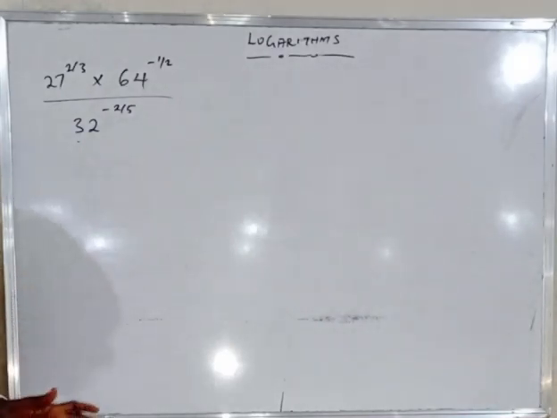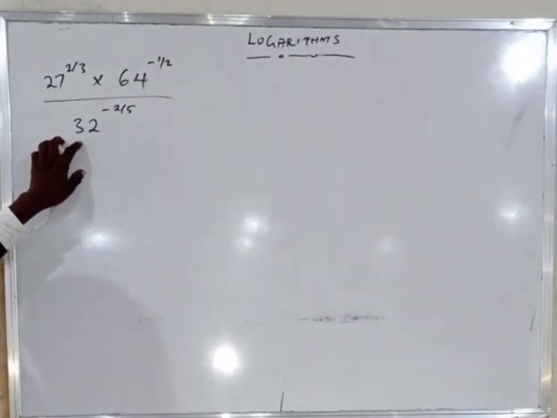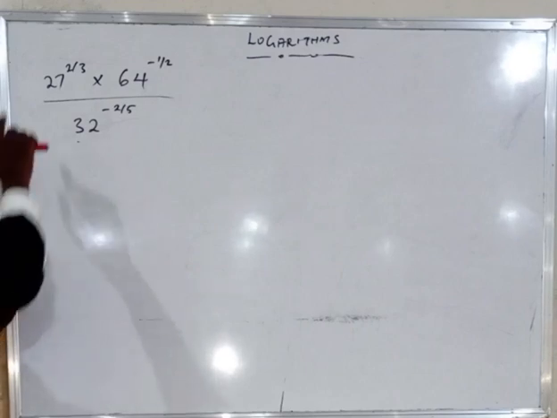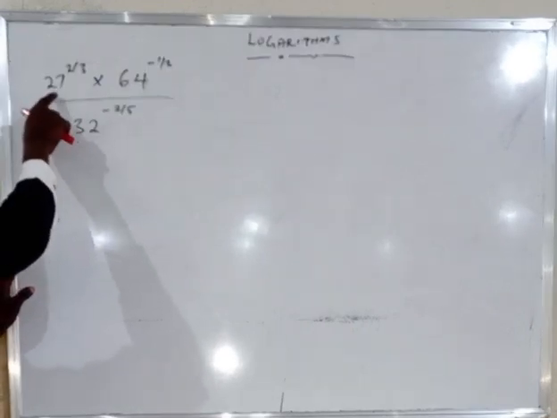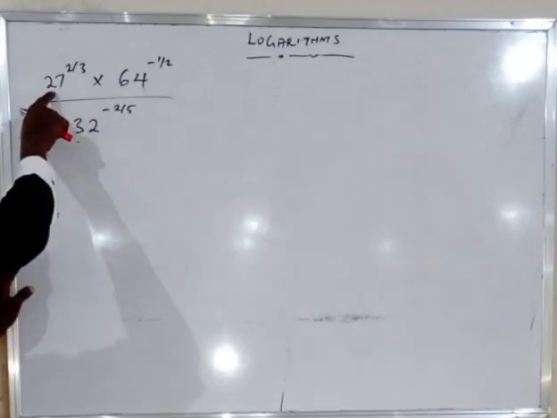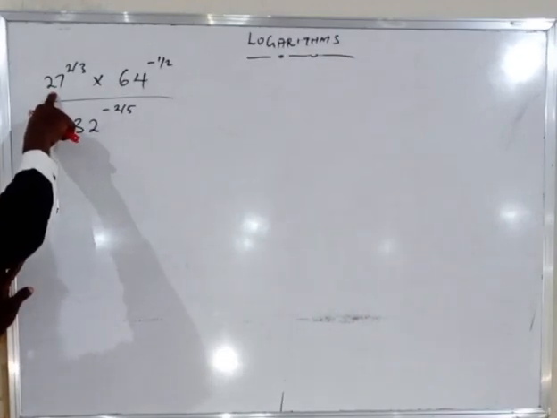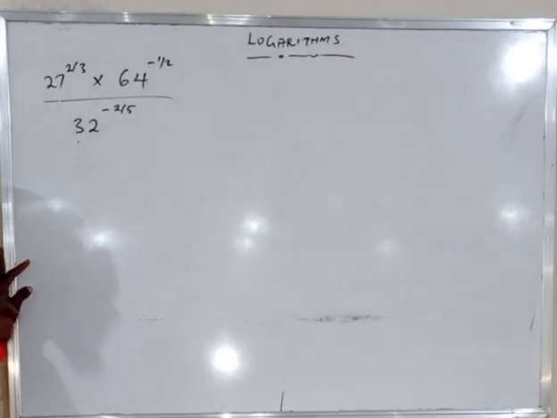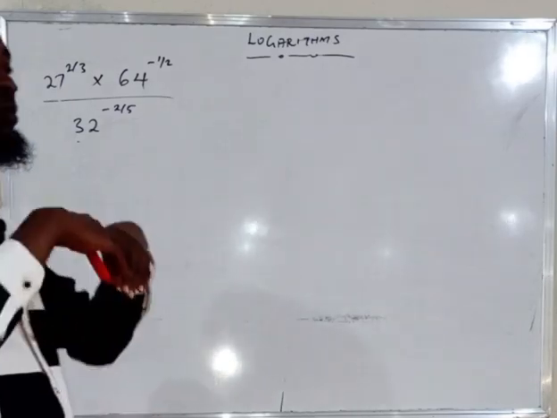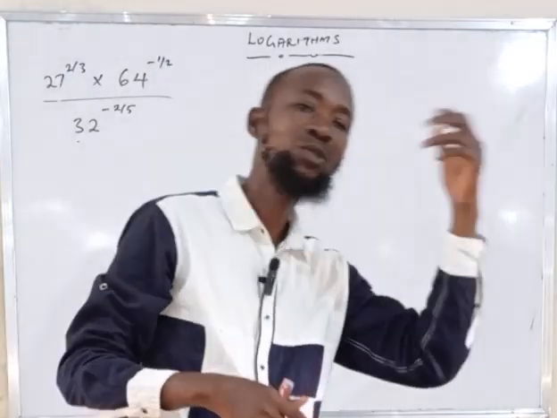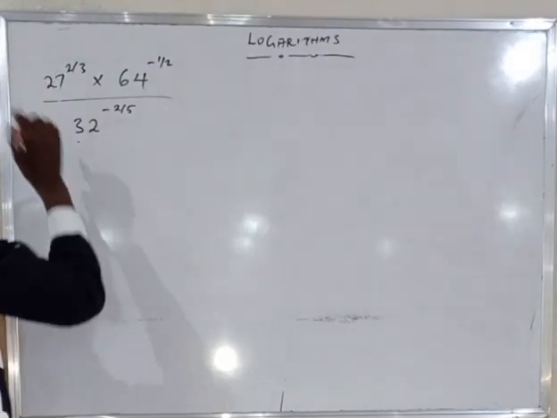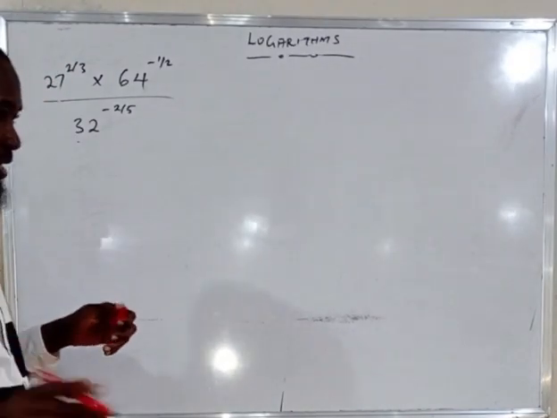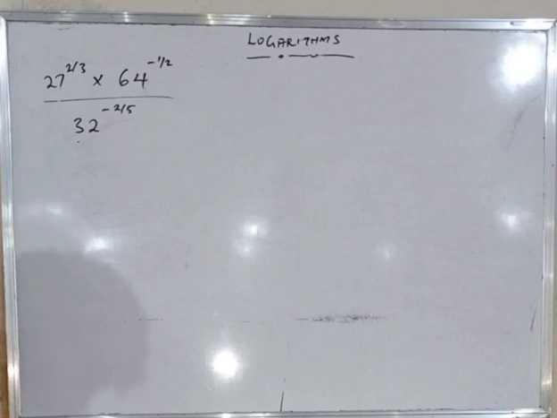All right, so we do it individually. Doing it individually means what? Look at this 27. Now, we want to express this 27 in index number. How do you express 27 in index number? That is, what times what will give you 27? 3. So that means we can write 27. That's one way. Another way, which was the one I taught you, is this.